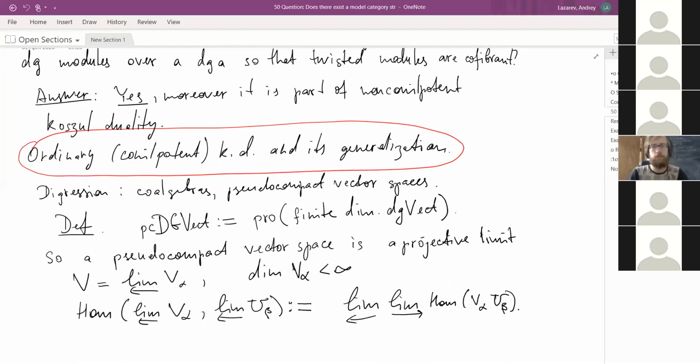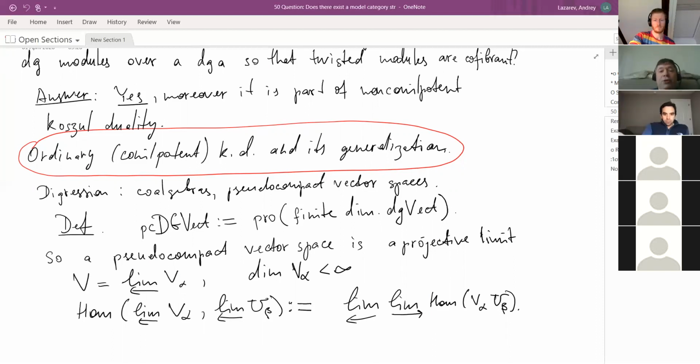Right. Before I go to Koszul duality, let me make a bit of a digression and talk about coalgebras and pseudo-compact vector spaces. So we're now here. This is very classical and very old, although the way that this material is presented might be considered slightly unusual.